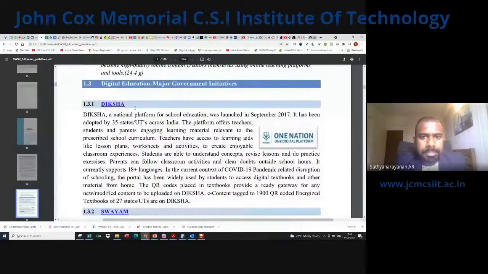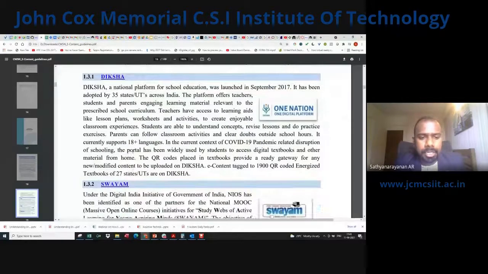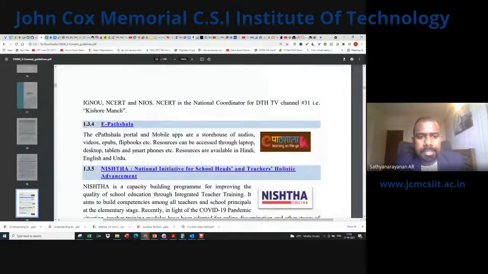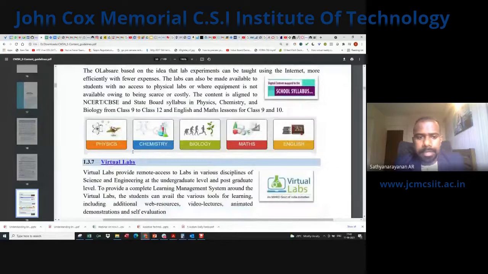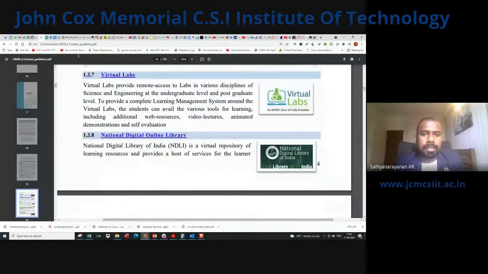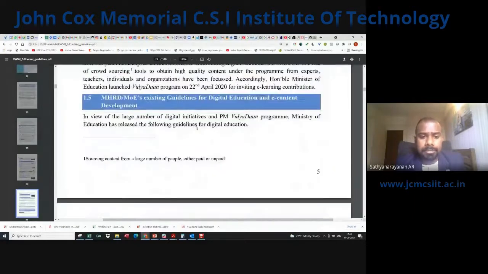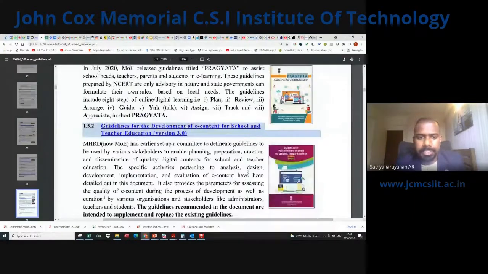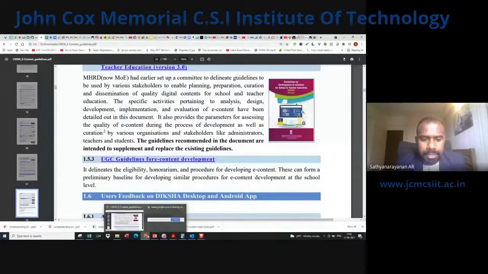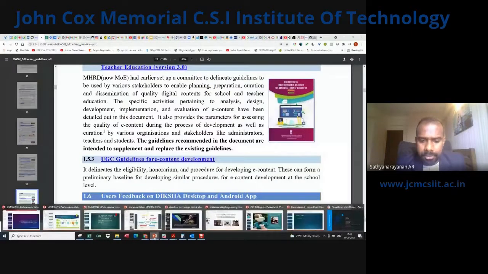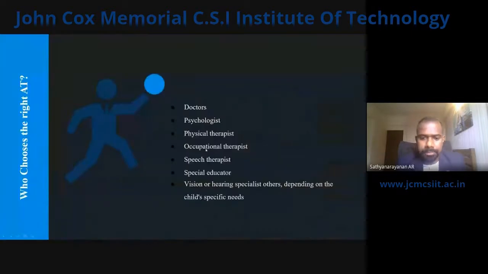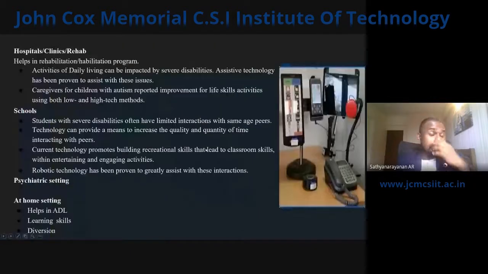There are various government initiatives like One Nation One Digital Platform, DIKSHA, Swayam Prabha, e-Pathshala. So there are certain guidelines, for example for virtual labs, how it works. Even for normal kids it is used, but this specifically mentions disabled kids as well. I'm showing you this because it's already online and has a really good impact while we are developing. It's really important because we have to go through the guidelines.